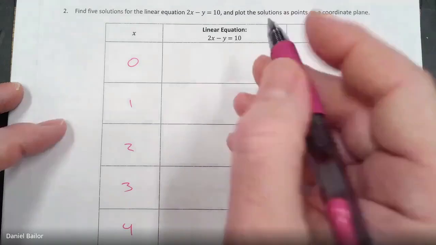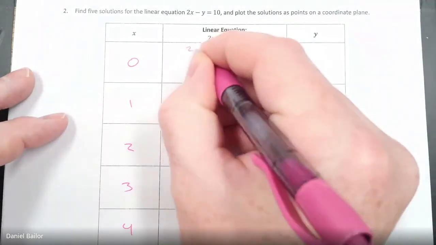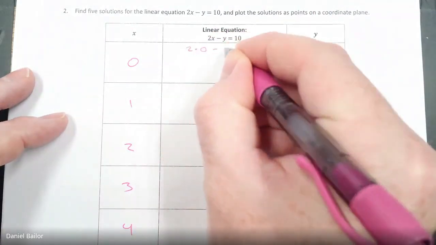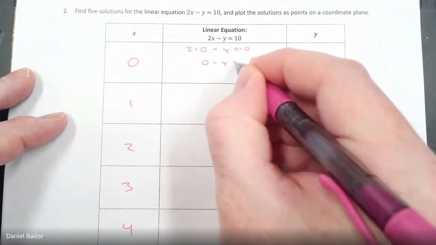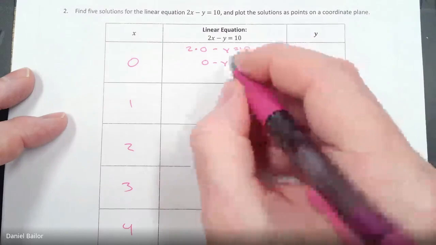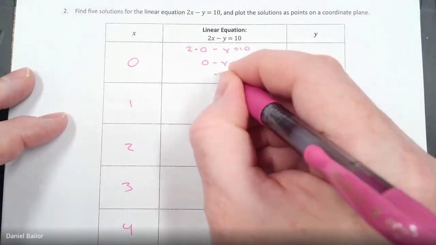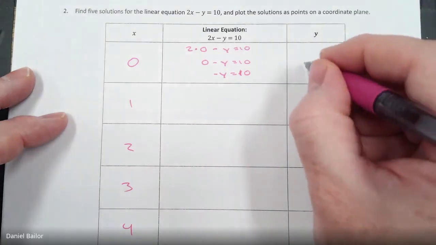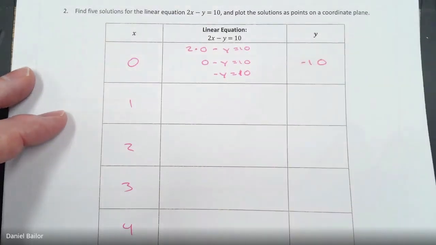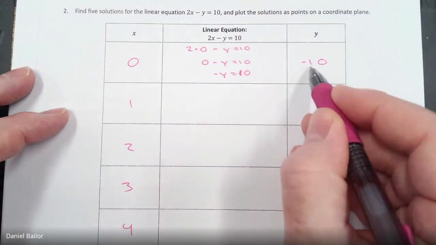Now I need to solve it. So I get 2 times 0 minus y equals 10. That's 0 minus y equals 10. That's minus y equals 10. So that means y has to be negative 10, because negative of negative 10 equals 10.